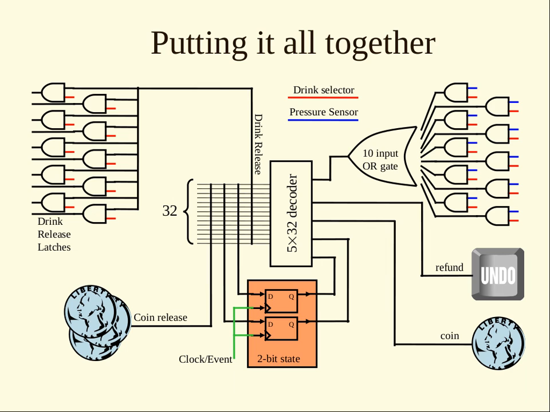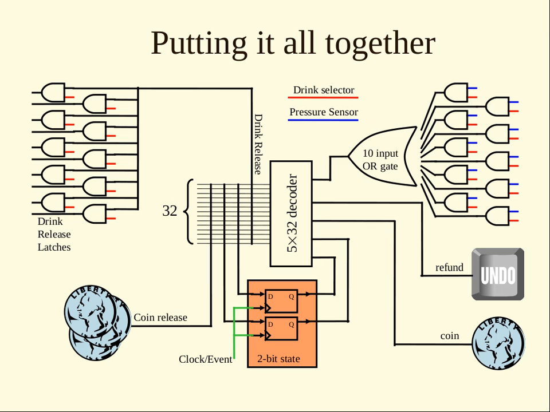Well, think about it. If both of these wires are high, then that's going to be a separate line that's activated on this decoder. So you just have to make sure that line does what we want. What do we want it to do? Give them a drink, refund them, or ignore them? Nothing. I'd just give them a drink, because once you have their money, you never give it back.